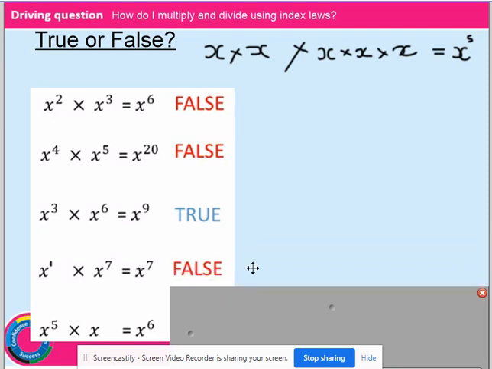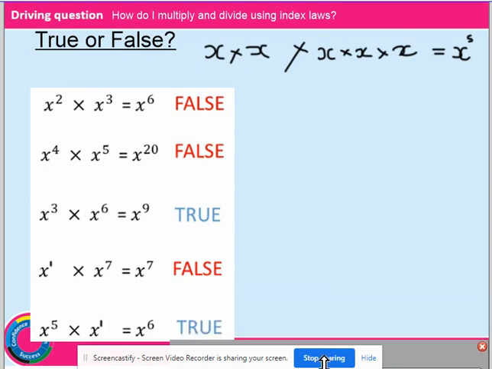What do you think the correct answer should be? X to the power of 5 multiplied by x, or in other words multiplied by x to the power of 1, is x to the power of 6, and that's true. So looking at this, can you think of a relationship here? Can you think of a rule?